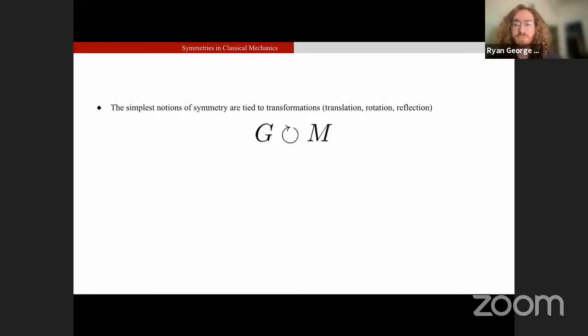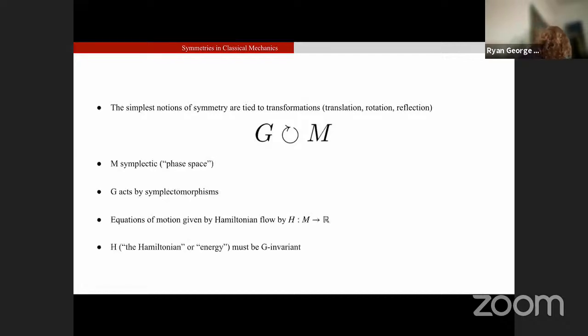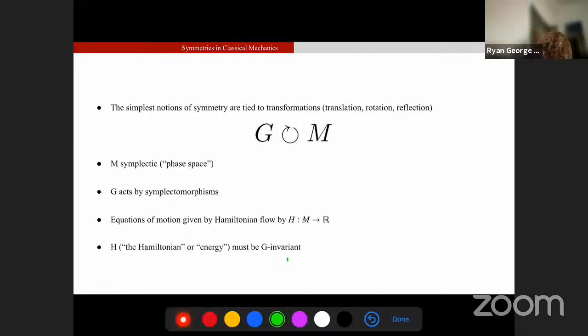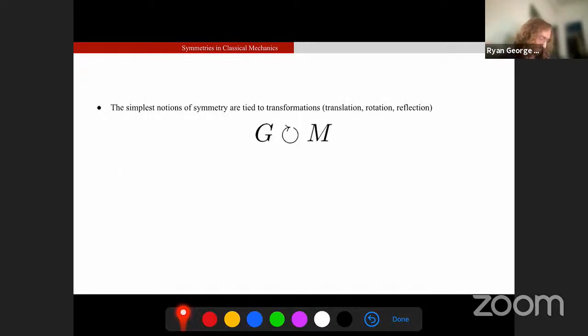Starting very sort of philosophical, the simplest notions of symmetry are tied to transformations. So we might imagine that we have some kind of, let's see, I'm going to figure out how I can gesture here. Can you see my cursor if I do that? Ah, good. So we have something like a configuration space of our system, say M, and a group acting on it such that it preserves the equations of motion.